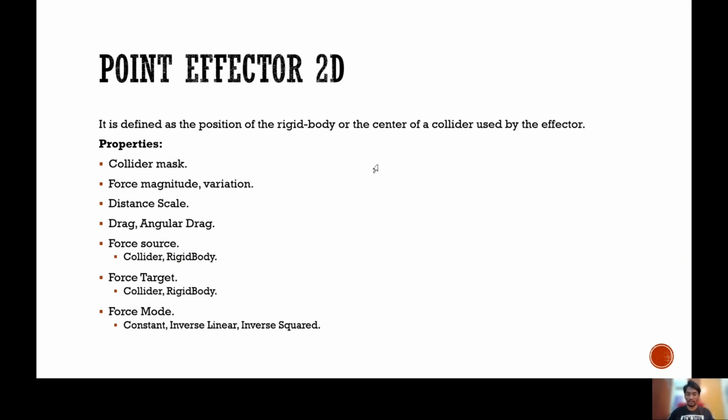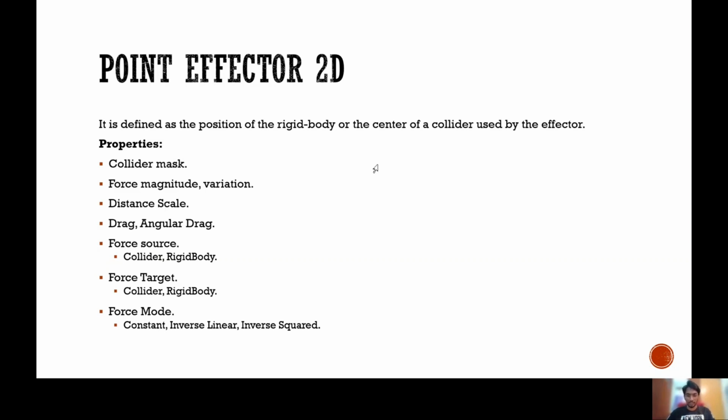Force source: collider and rigid body. The force source is the point that attracts or repels target bodies. The distance from the target is defined from this point. Collider: the source point is defined as the current position of the collider. Rigid body: the source point is defined as the current position of the rigid body.